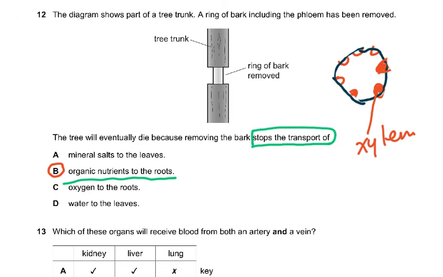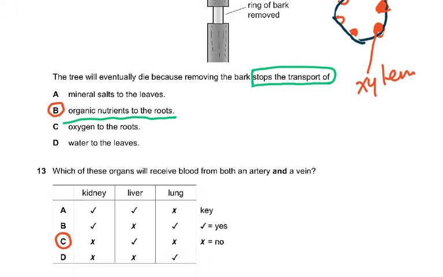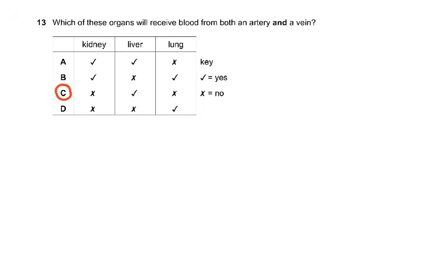Xylem is still intact. They've removed the outer covering. So this is what you had to understand about question number 12. Then coming on to question number 13, which of these organs will receive blood from both an artery and a vein?